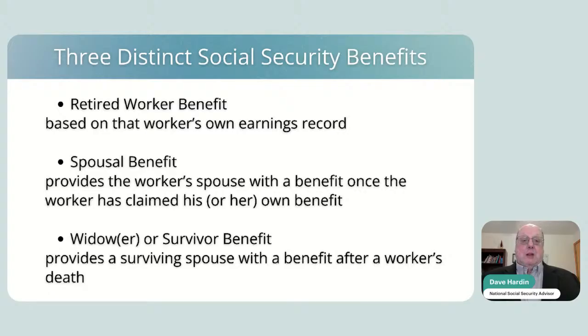Okay, 3 distinct benefits. You get a retired worker's benefit. That's your benefit, earned entirely by you. A spousal benefit, interestingly enough, is still earned by you. My spouse, I've been married not quite 50 years. My wife has earned a spousal benefit through me. She could have never worked a day in her life. Now, she did, but she could have never worked a single day. She's still entitled to that benefit. It is entirely produced as a result of my contributions to Social Security.